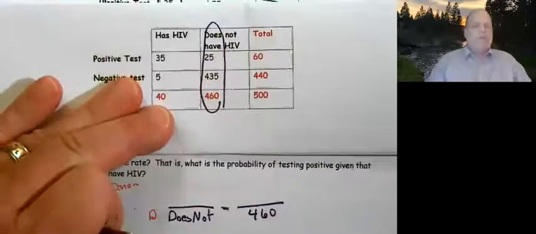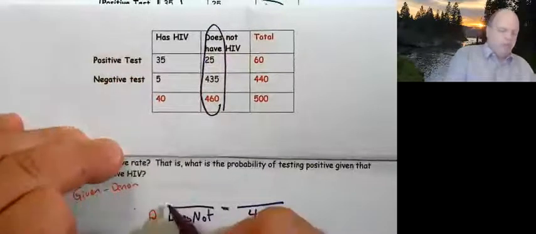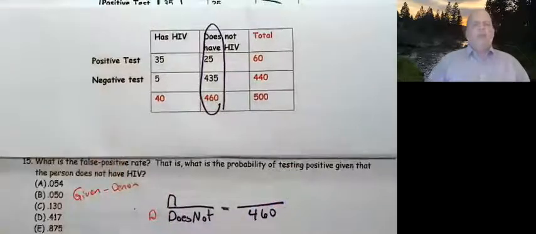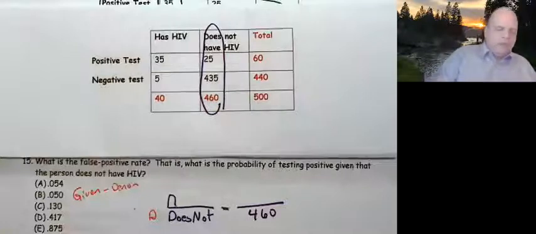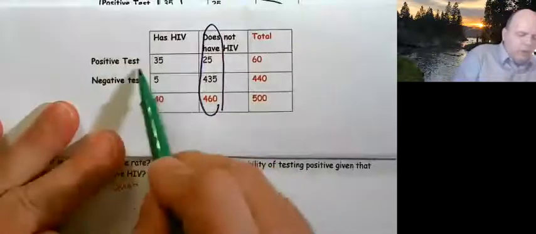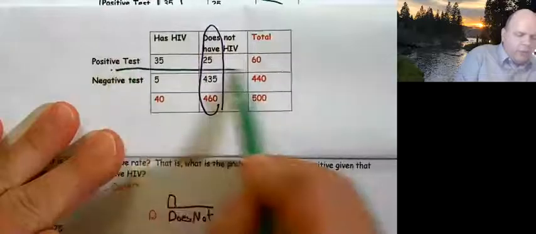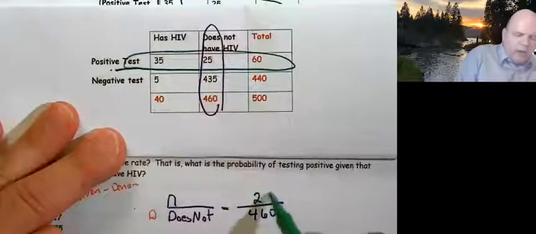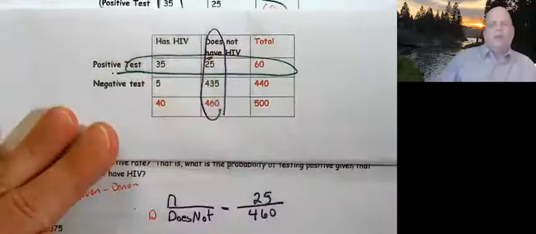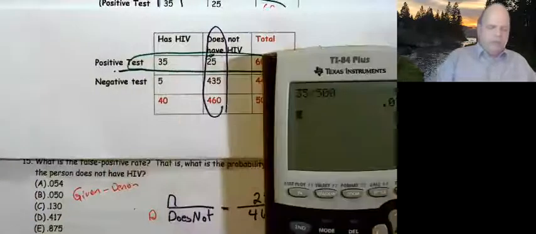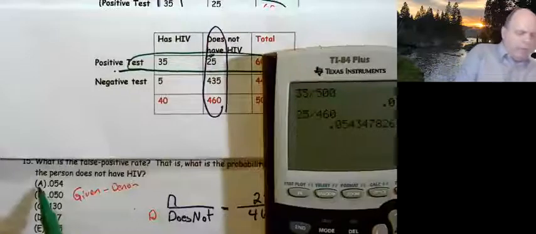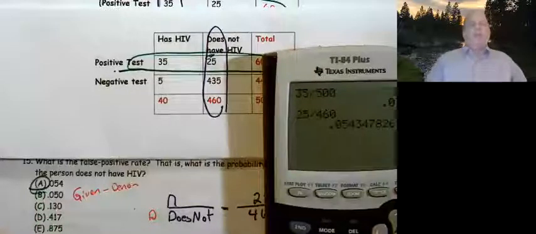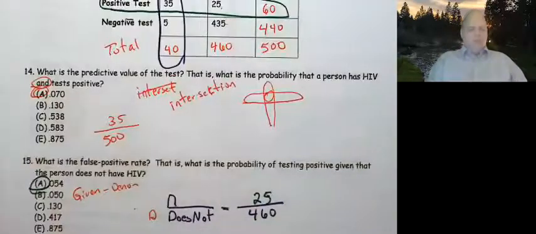All right, so now for the numerator, I'm going to be looking for an intersection. What's the probability of testing positive given? And so the intersection is testing positive. So this is the other variable of interest. The intersection is always in the numerator. So we end up with 25 because we intersected right here. So 25 out of 460, and we end up with 0.054. I'm liking A for this answer. All right, moving on.